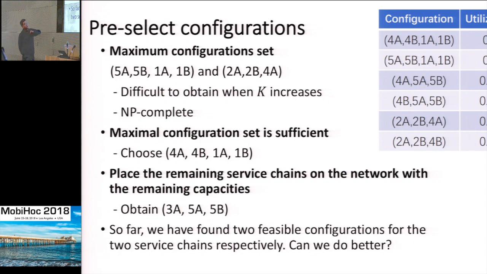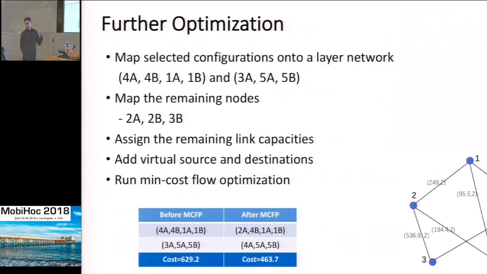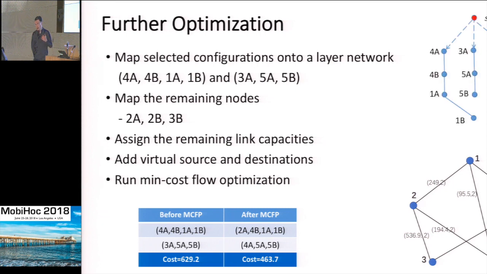So far we get this result based on two properties, or two theorems, of our paper. The question is, can we do a better job? Actually, we can, because once we have these initial configurations, we can map the remaining nodes 2A, 2B, and 3B into what I call the layer networks. And we can attach virtual sources and virtual destinations there, and run what we call the min cost flow optimization problem, which is basically the integer linear programming problem.